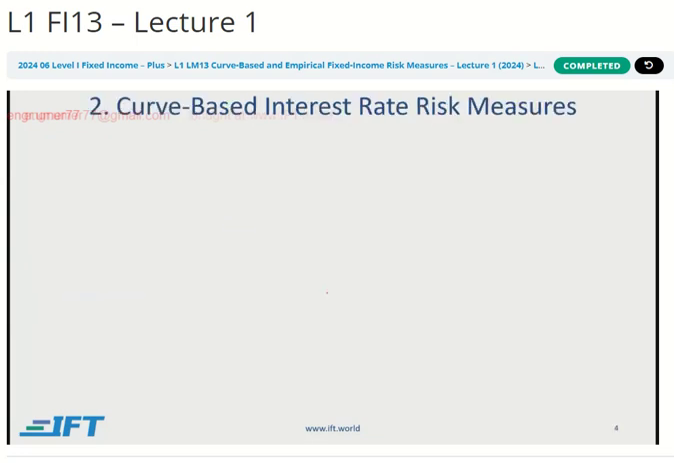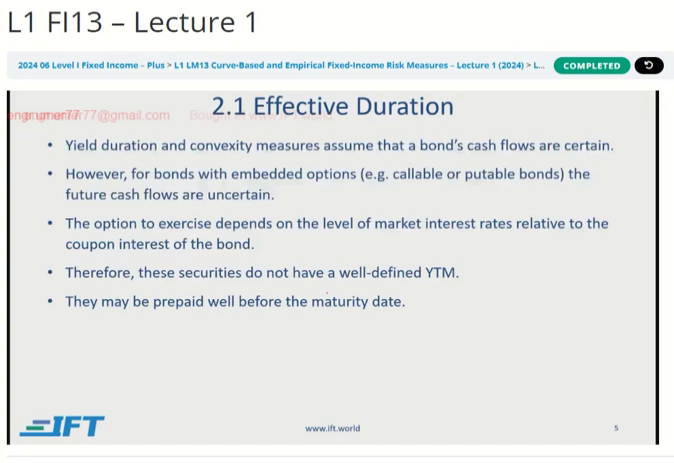So first of all, with curve based duration, why do we need to calculate curve based duration, or effective duration? It is because, as discussed, some bonds have a YTM that is not well defined. So there are securities that do not have a well defined YTM. And why is that? Let's take an example, callable bonds.